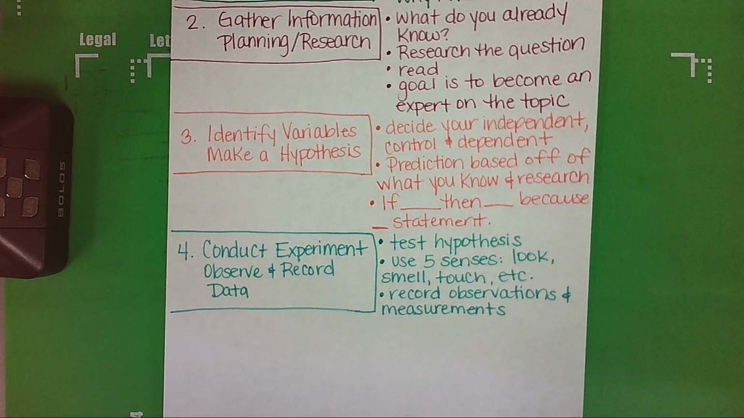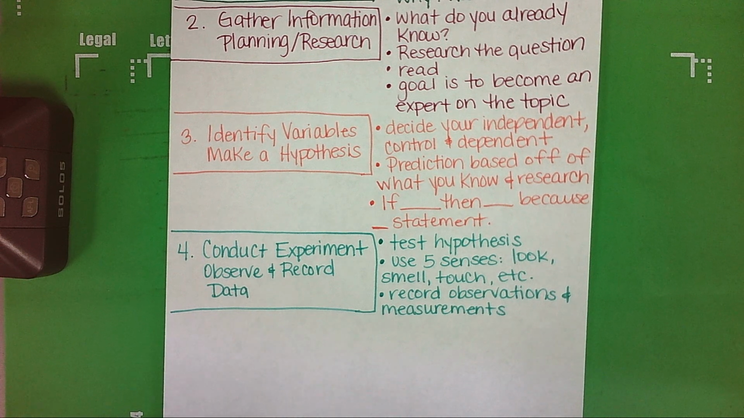It cannot just be, I think that the plants will grow. Okay, it needs to be very specific. If the amount of sunlight is changed in the plants, then the plant height will be affected because, and that's where you support it with your reason. All right, this thought did not just pop into your head for no reason. There is reason. You researched it and you found out, or you've put together what you know and you have your own reasoning for it.